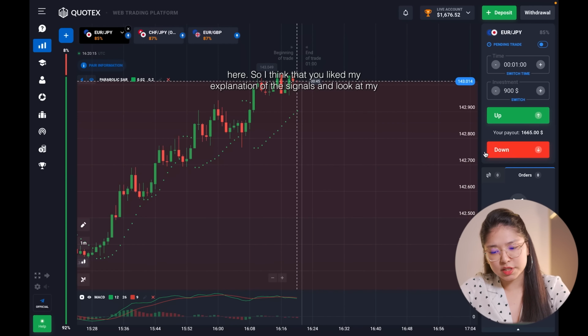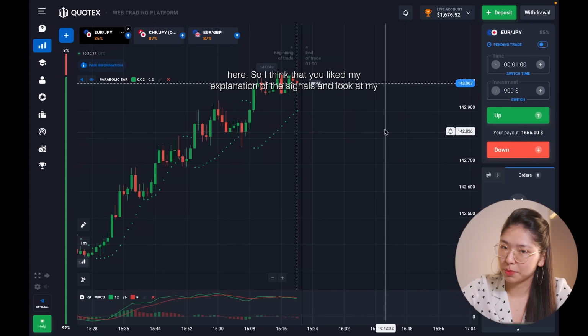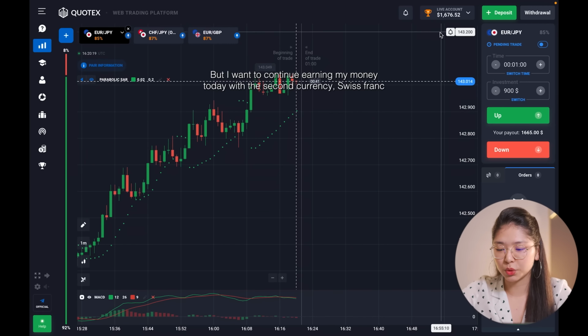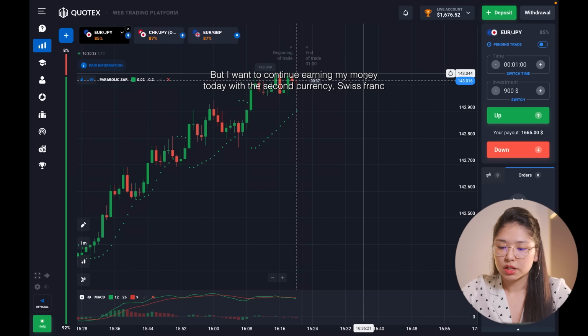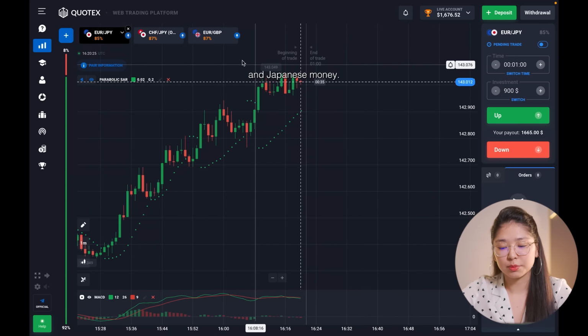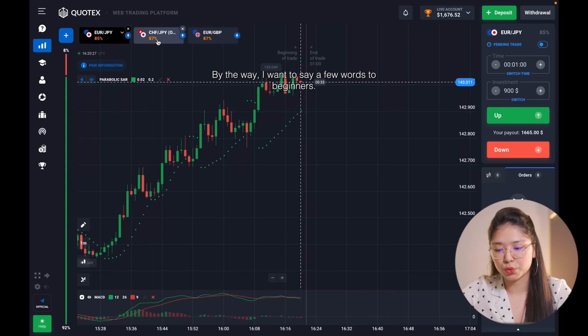I feel that you like my explanation of the signals and look at my balance. It's really cool, but I want to continue to earn my money today with the second currency. So, Switzerland franc and Japanese yen, and by the way, I want to say a few words to beginners.